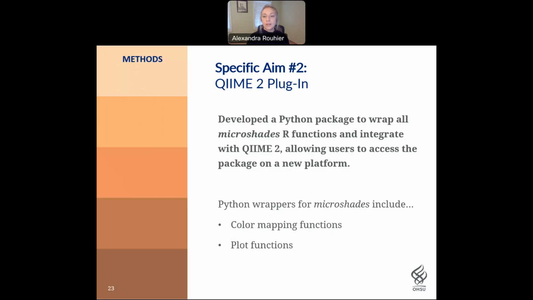To accomplish the second specific aim, I wrote a Python package that runs functions from the microshades R package in a background instance of R and registered the function with the Chime2 suite in accordance with the Chime2 plugin guidelines. This wrapper includes microshades functions such as the color mapping function and the plotting function.